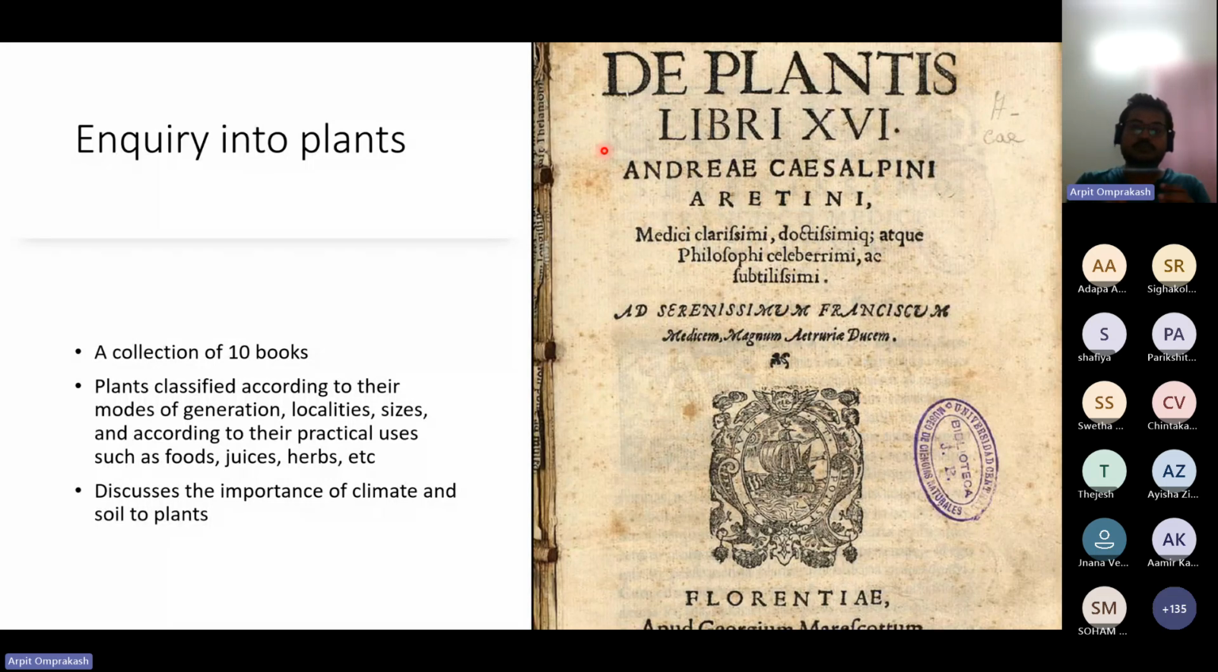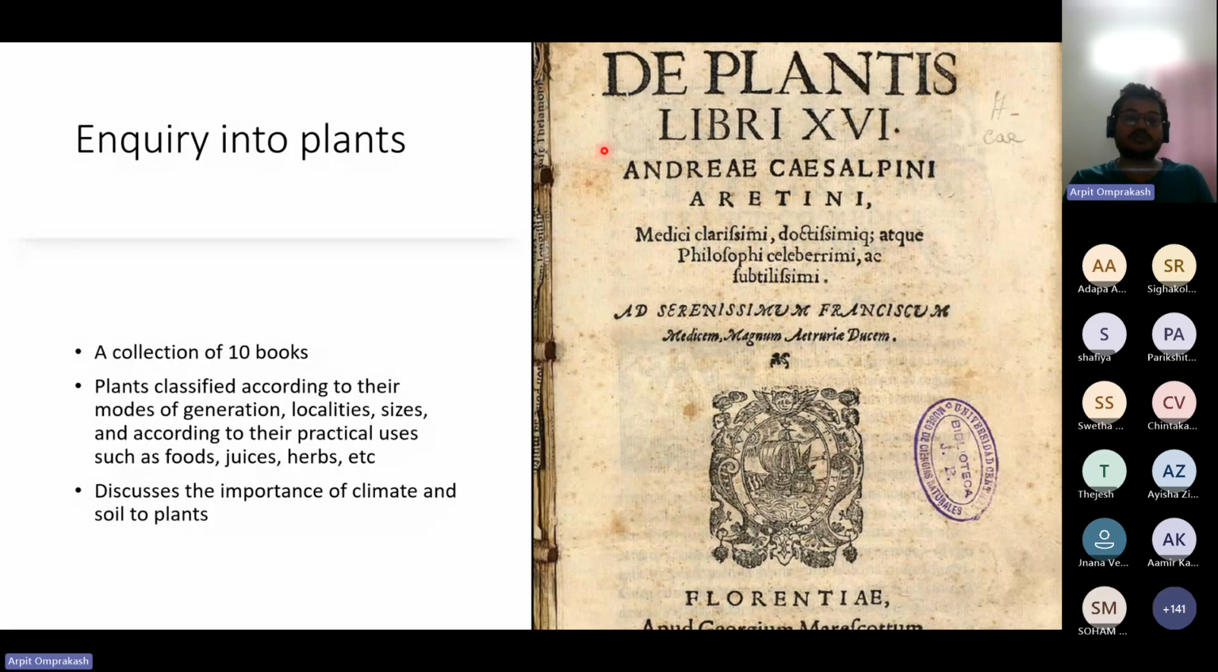Not a book, basically a collection of 10 books, where he tried to classify different plants according to their mode of generation, like how they grow, whether they come from seeds or spores and things like that, based on their localities, as in geography and where they are found, sizes of the plants, and according to their practical uses, such as are they used as food, are they used as herbs, etc. So he developed a system to classify plants.